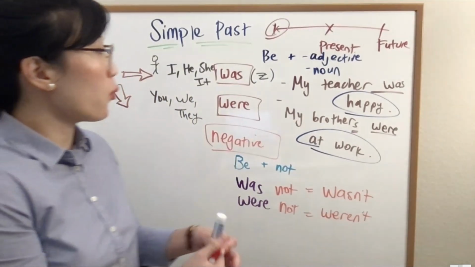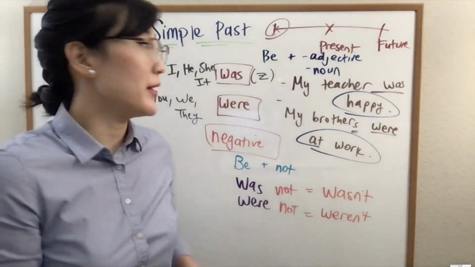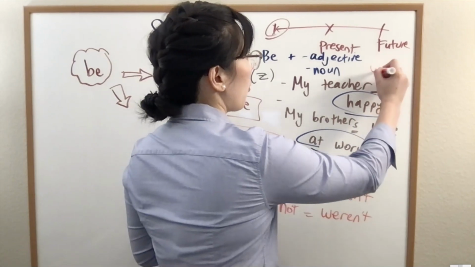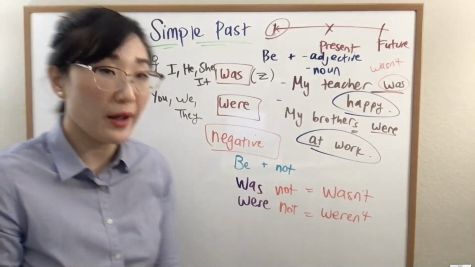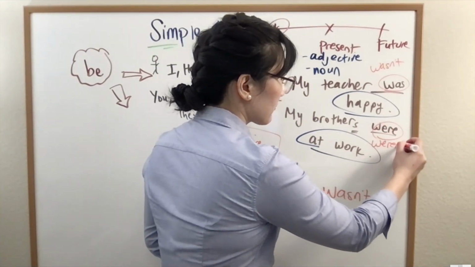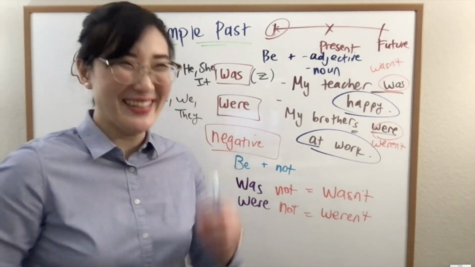So my teacher was happy. How do I change this into the negative? My teacher was not. I could say wasn't happy. My brothers were at work. My brothers weren't at work. They were at Disneyland without me.